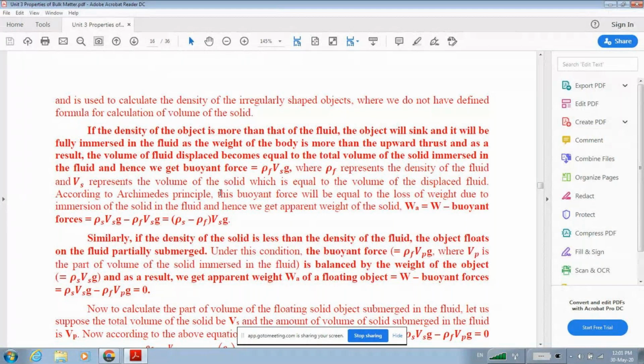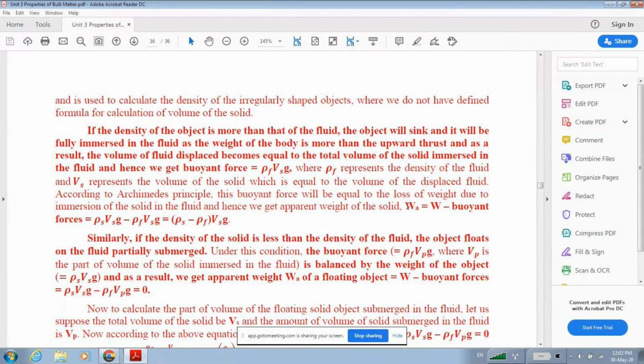And this loss of weight, which you saw in the video, is nothing but the actual weight minus apparent weight. And here we can also say this apparent weight equal to actual weight minus buoyant force. We can also say, because we are also saying the buoyant force is the upward thrust, so we can say the apparent weight equal to actual weight minus buoyant force.